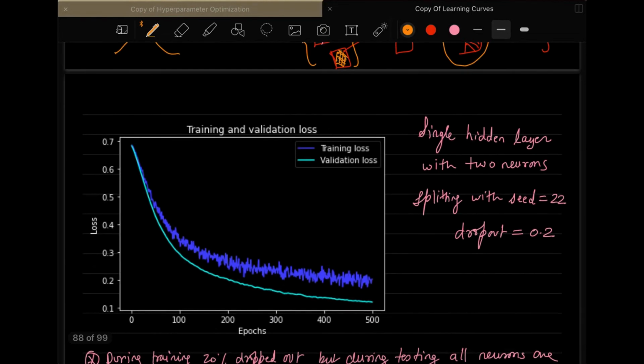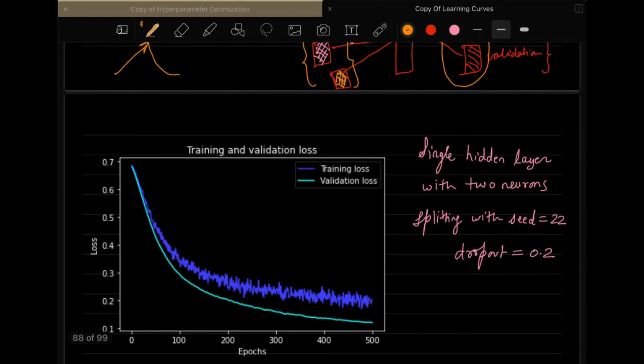Now what I have done is, I have used that single hidden layer only with two neurons, and the seed is 22, but now I have used a dropout of 0.2. We will discuss this in detail in our coming slides, and we will see how this dropout works. But when you use a dropout of 0.2, you will get something like this.